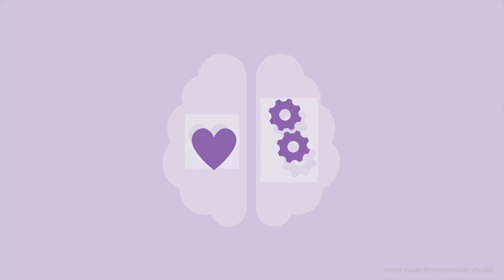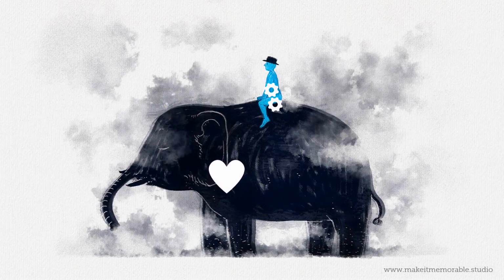And he described this as an elephant and a rider. And that the rider is the analytical part of your brain, who's responsible for planning and decision-making. And the elephant is the emotional or instinctual part of your brain, who prefers quick gratification over long-term results. And the rider looks as though it's in charge.